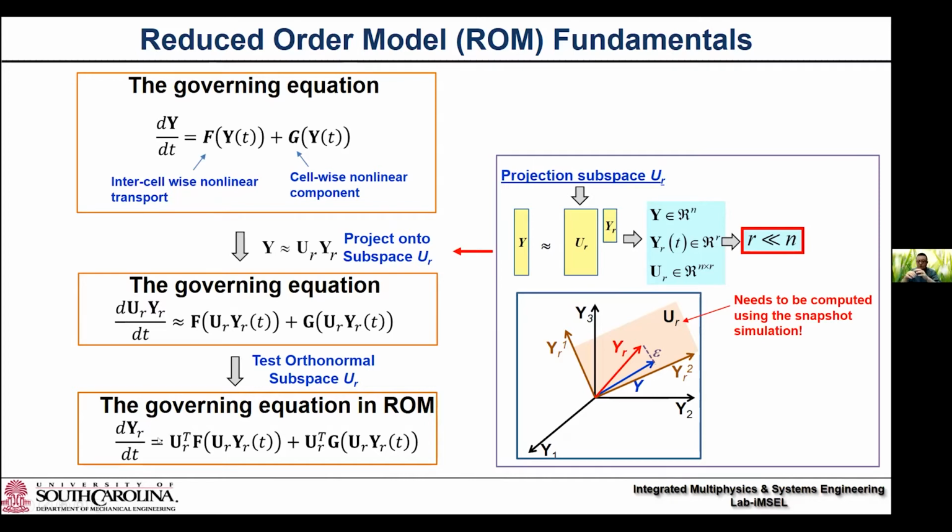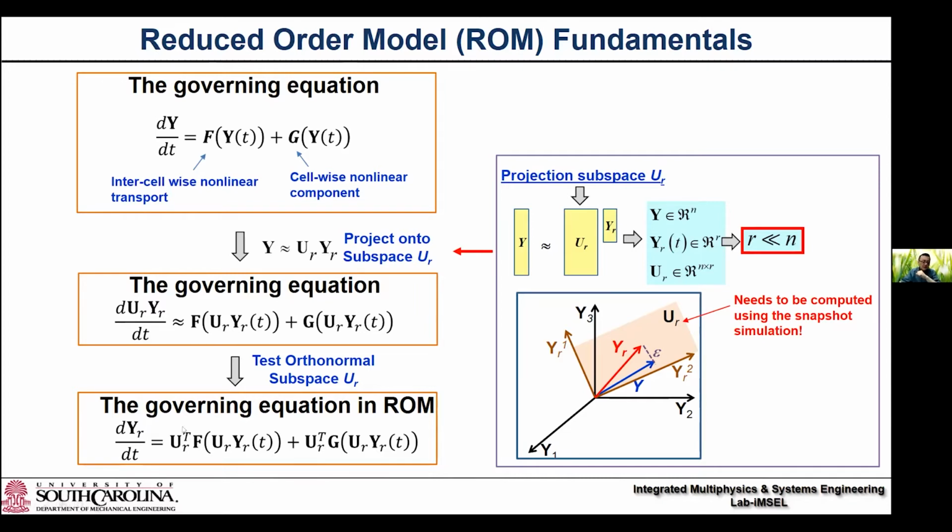Think about this. If you have a large problem, this Y can be something like 1,000 to 1 million. However, if you can find this transformation matrix UR, and then reduce the number of solution variables YR to something like 10 or 20, then you can significantly accelerate your computational speed. So that's the idea of the reduced model.